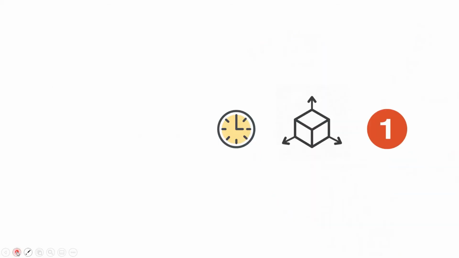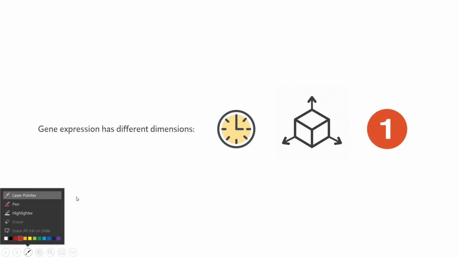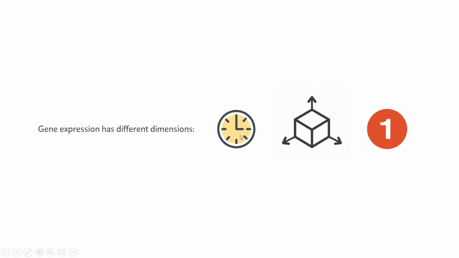So gene expression has several dimensions. The first dimension is represented by a clock, the second one is represented by a cube and those arrows, and the last one is represented by a number. So let's first proceed with the clock.